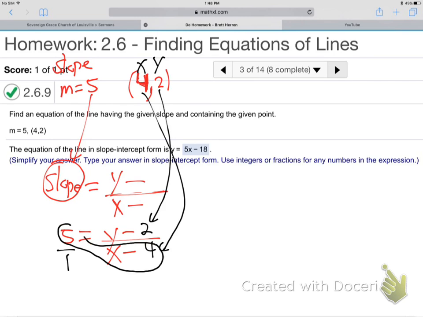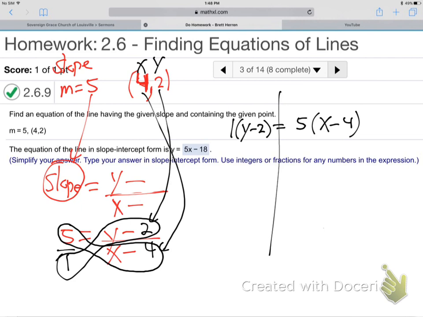So 5 times x minus 4, and 1 times y minus 2, like that. So 1 y minus 2, 5 x minus 4. So we good to there so far? Does everybody see how I took that step? Does that make sense? I just did 1 y minus 2, and then 5 x minus 4.